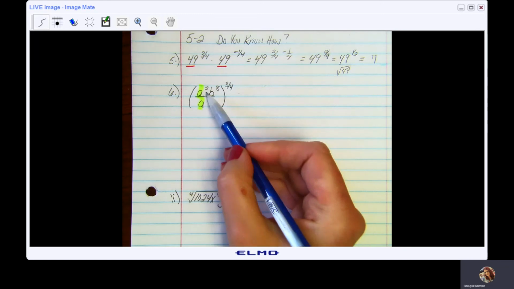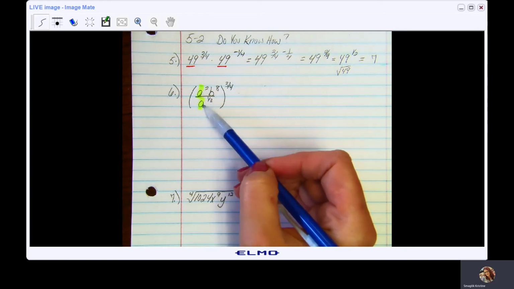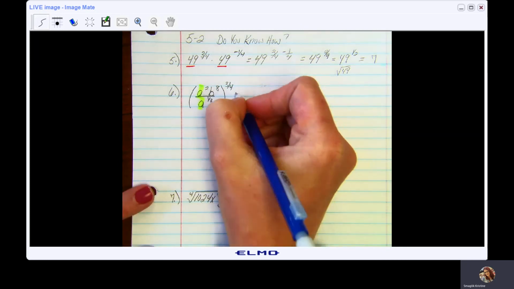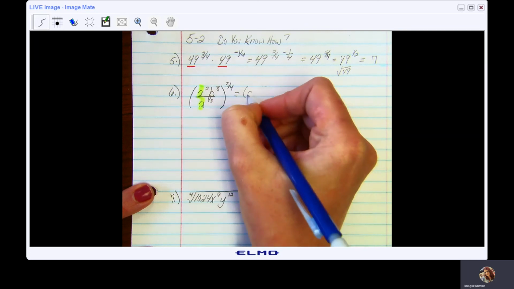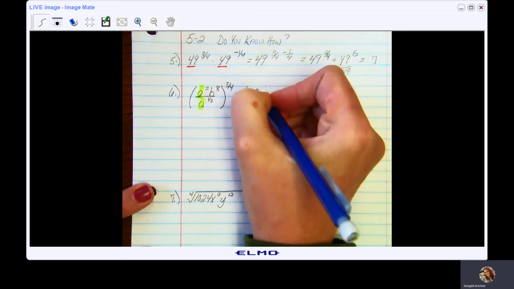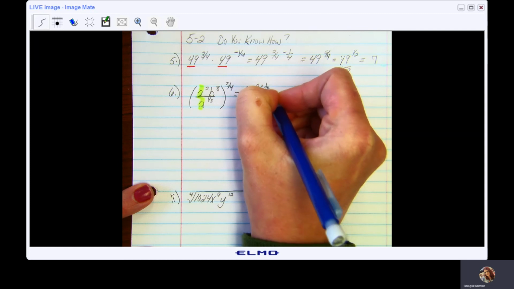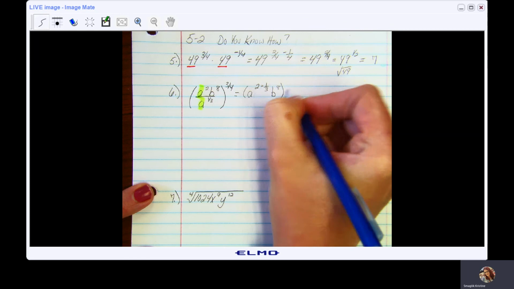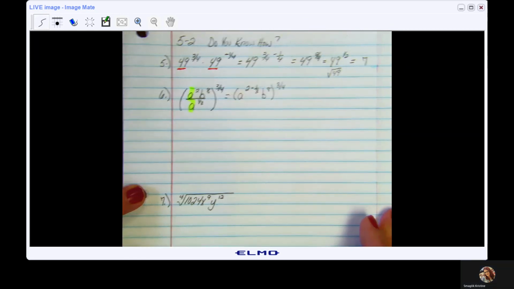And this is your quotient rule. So if you are dividing same base, you subtract the exponents. So let's rewrite this. Again, same base, keep the base, a raised to the 2 minus 1/3 power times b to the 8th, and then everything is being raised to the 3/4 power.